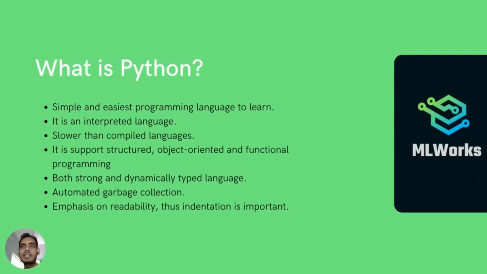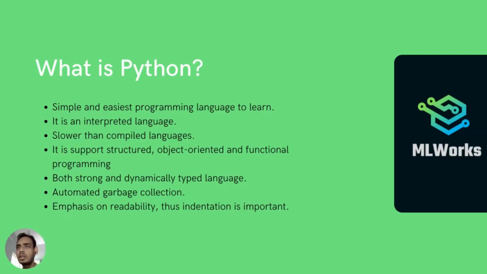What is Python then? Python is a very simple and easy programming language to learn when compared against C++ and Java. It is an interpreted language, which means the Python code is first compiled to bytecode, and then it is interpreted by the PVM, which is the Python Virtual Machine. This two-step process makes Python slower compared to compiled languages like C++. It supports structured, object-oriented, and functional programming, which we will see in later videos.